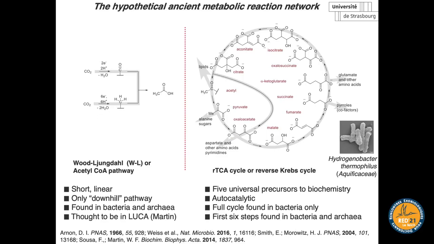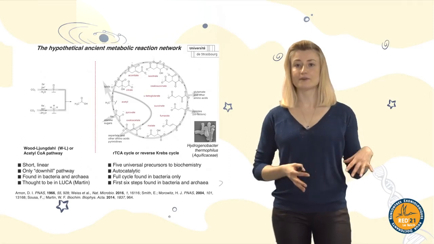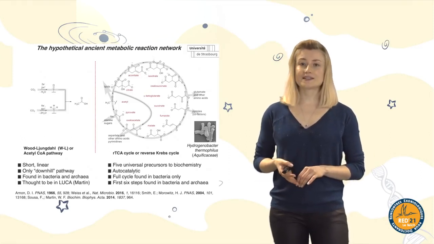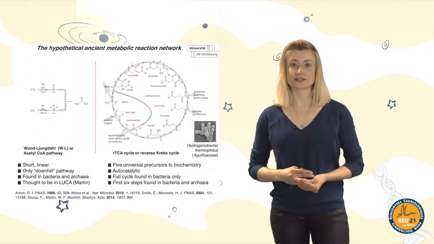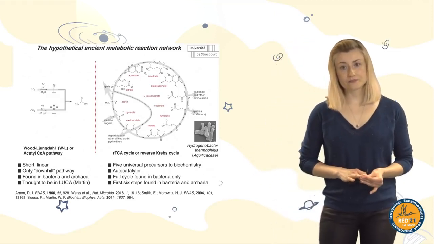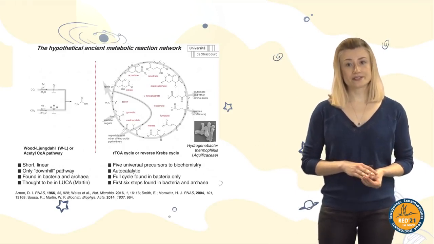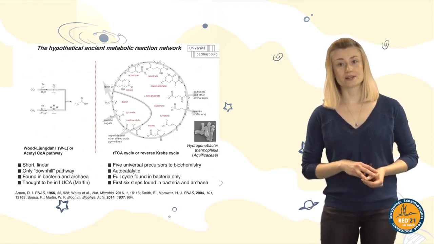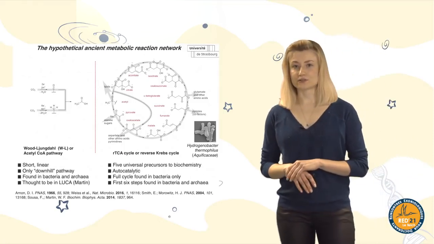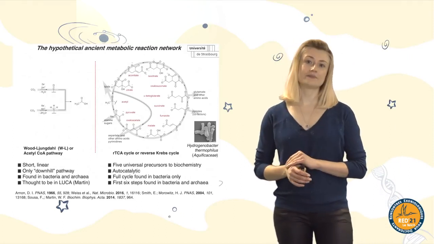The reductive Krebs cycle, the RTCA cycle, is very special because of this loop, but also because several molecules that are on this cycle allow for the production of different classes of other biomolecules. They are universal metabolic precursors. So acetate can give rise to, for example, fatty acids. Oxaloacetate can give rise to amino acids, and also it is used as a substrate eventually for the synthesis of ribonucleotides and another molecule.